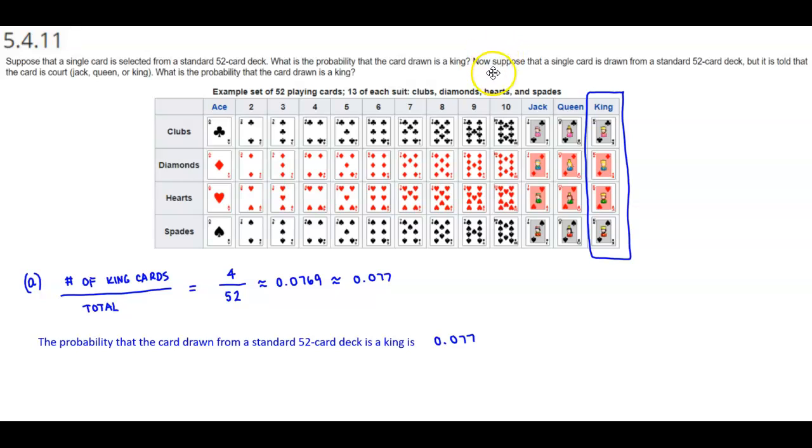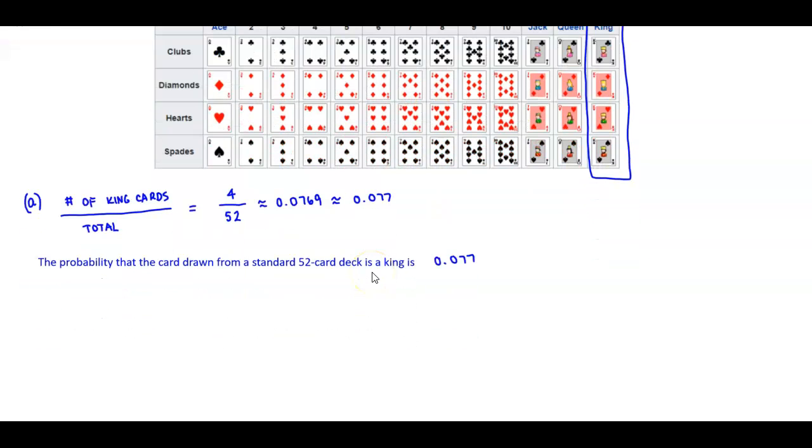Okay, now let's answer the second part. The second part says, now suppose that a single card is drawn from a standard 52 card deck, but we are told that the card is court, meaning a jack, queen, or king. What is the probability that the card drawn is a king?